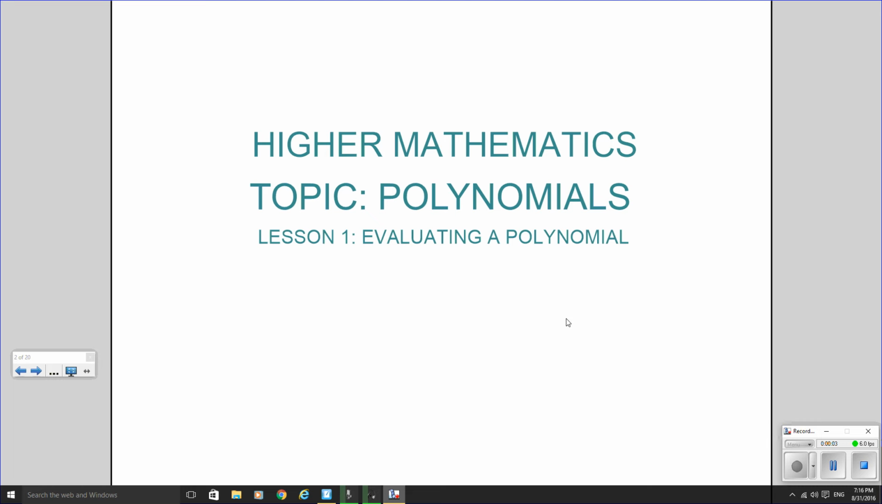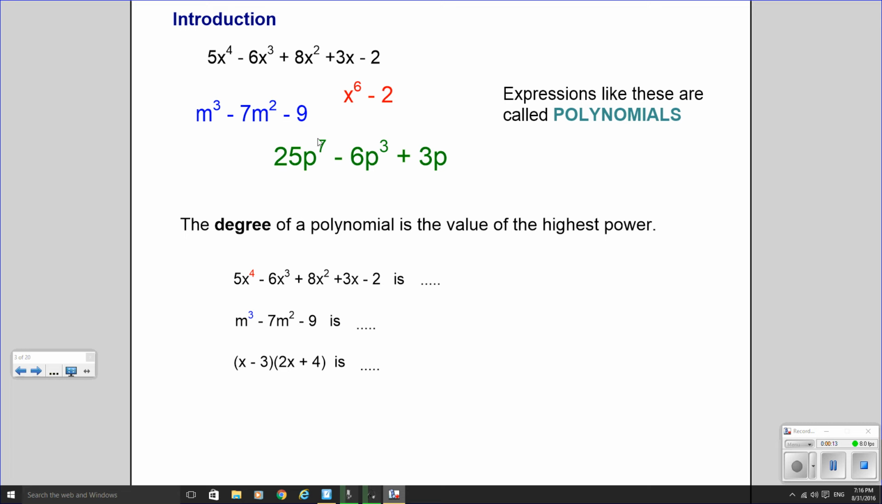The new topic is polynomials, and the first lesson is just going to be explaining a little bit about what a polynomial is and then looking at how we evaluate a polynomial. Here we've got a number of expressions with various letters. All of these are examples of what we call a polynomial.